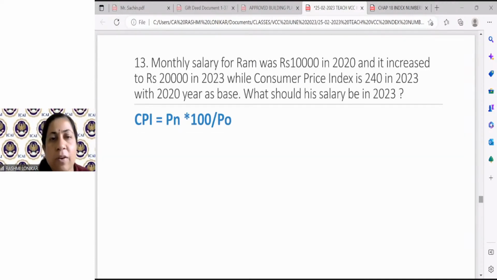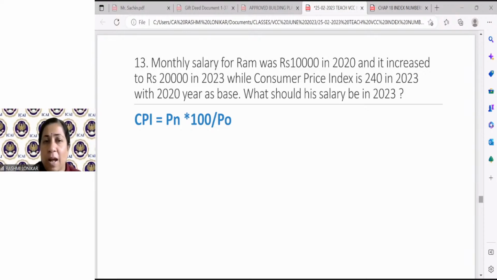Monthly salary for Ram was 10,000 in 2020 and it increased to 20,000 in 2023, while the consumer price index is 240 in 2023, with 2020 year as base year. What should his salary be in 2023? Okay, so now you will understand how important it is that looking at the consumer price index is so important when deciding on salary.